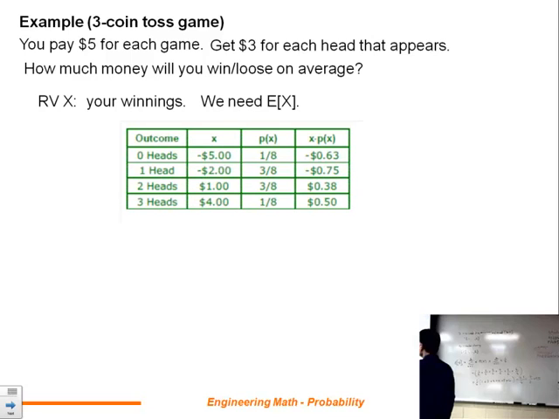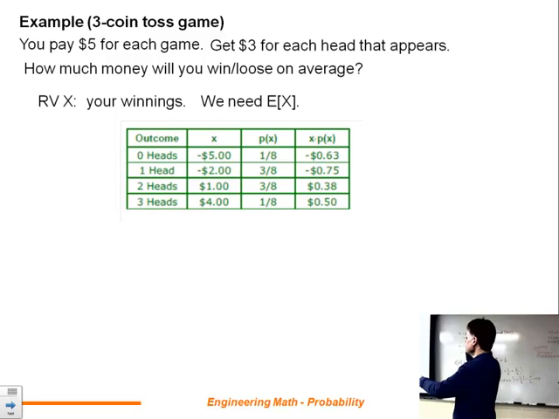So we've got 4 possible outcomes, 0 through 3, number of heads. Here are your winnings for each. $5 if you don't get any heads, you lose $5, so it's minus. And then you increment by $3 until you get it. So it's $4 if you get all 4 heads. Okay. Here are the probabilities.